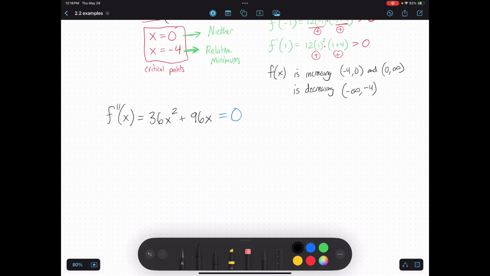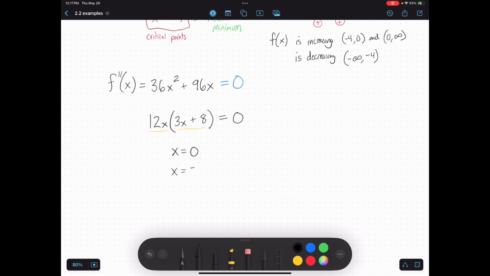Well, this is another example where I can just factor. So I can actually factor out 12x. That leaves me with 3x for the first term and just an 8 for the second term. And now I can focus on each different factor, and that tells me that x equals 0 and -8/3 is the solution. Now, careful, this is an easy mistake to make. I'm not going to classify these as inflection points yet. All that we can say is these are my possible inflection points.